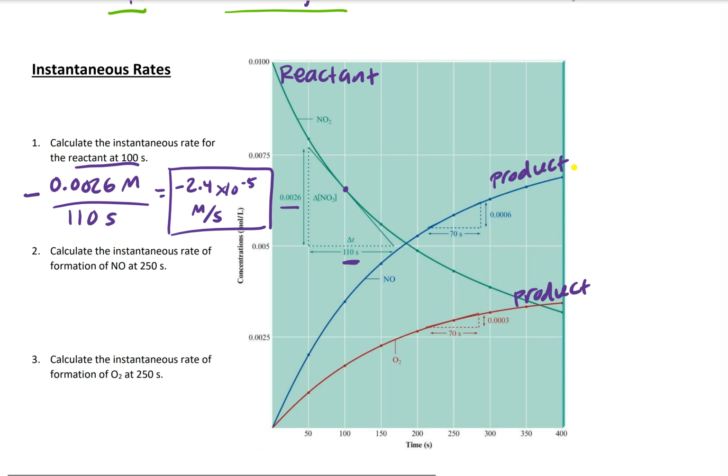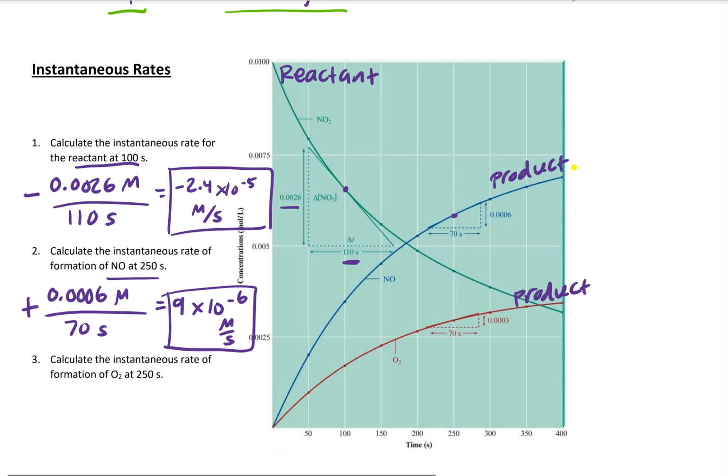Number 2, calculating the instantaneous rate of NO at 250 seconds. So I go to 250, I go up to NO, that's going to be the blue line. I've already drawn a line tangent to this curve. And again, rise over run, the change in y over the change in x. This is going to be a positive slope because this is a product. The concentration of product is increasing over time. I get 9 times 10 to the negative 6 molar per second.